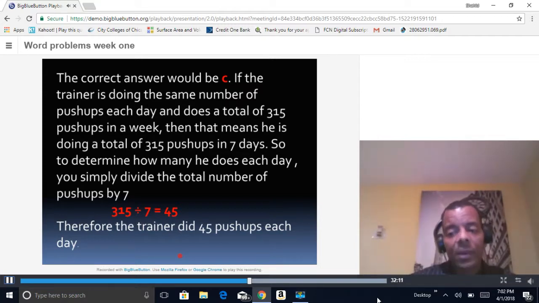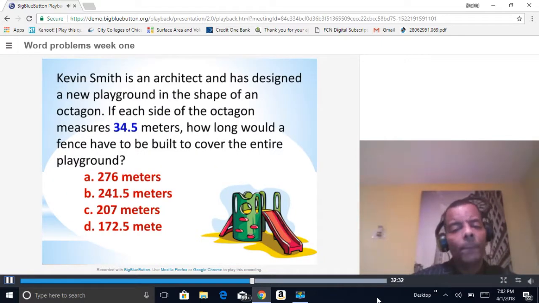So this was a good example of a division word problem, because we had to go from how many done in 7 to how many done in 1. That means we're going from a group, or we're trying to get into groups of 1 for 7 days. Excellent, excellent. You guys are awesome. All right, next problem.